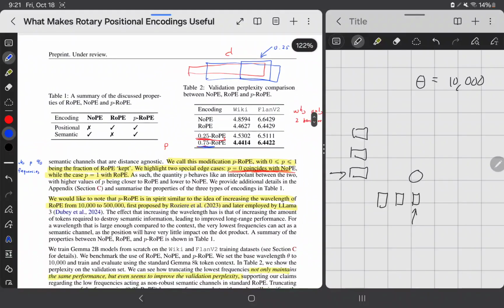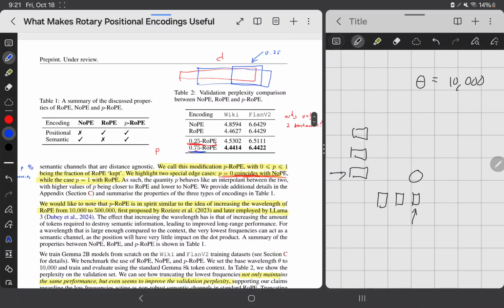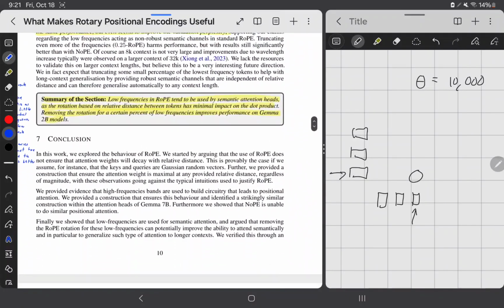But yeah, basically they define p-RoPE, which is a little bit better, and it's just assigning 0 values to the low frequencies so that it doesn't have this rotation issue. And it just uses semantics instead. All right, so that's the paper.